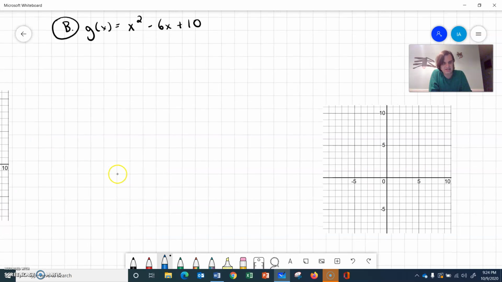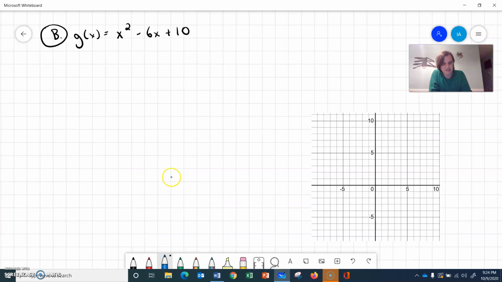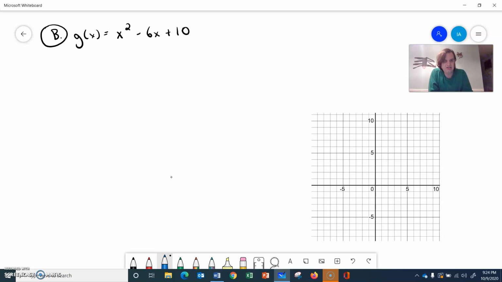Okay, let's try a second one here. This one is B, G of X equals X squared minus 6X plus 10. So we're going to go through all the same steps. We're going to first find the Y-intercept. And in doing that, we will let X equal 0. So when we plug 0 in, we will get 10.